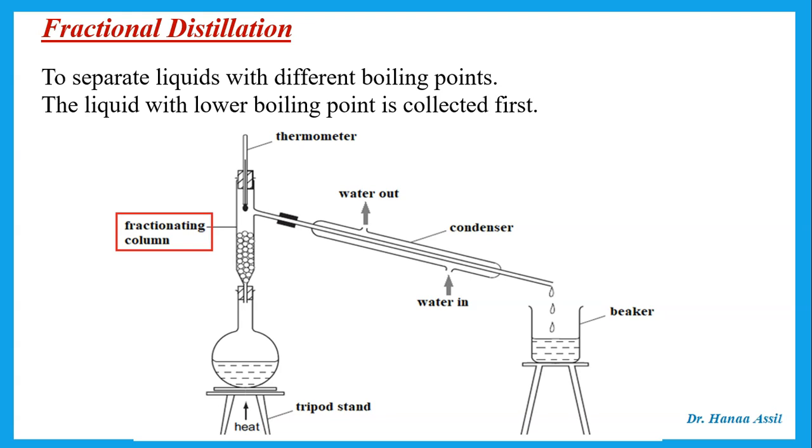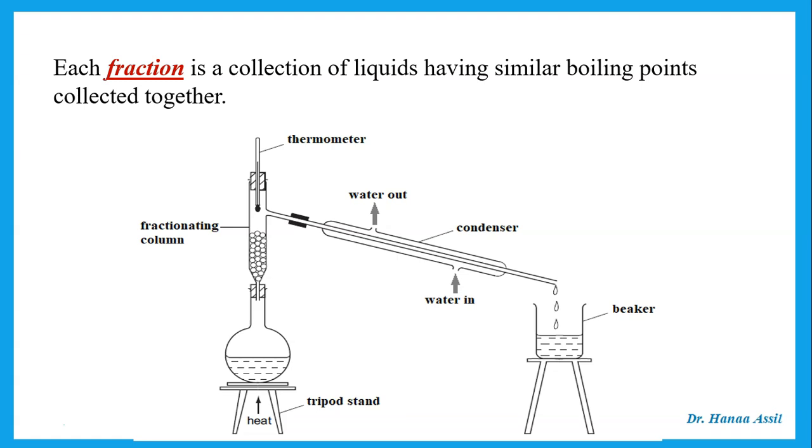So while the ethanol is coming out, the temperature remains constant. How do I know that all the ethanol has been collected? When the temperature starts to rise again, then we remove this beaker and put another beaker. So each liquid collected at a certain boiling point is called a fraction.